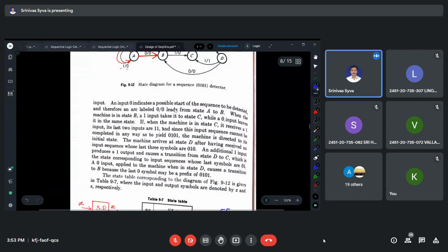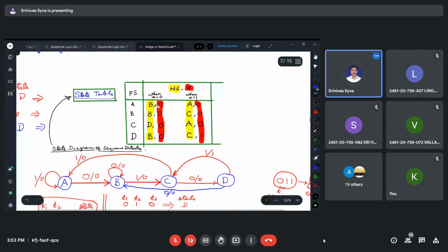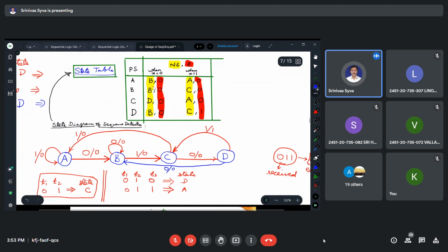The yellow color is information about the transition from A to B, B to D, C, the transition information. And the red side is the output information. Yellow color is information about the transition, red color is information about the output. So from this we can extract the transition table and output table.